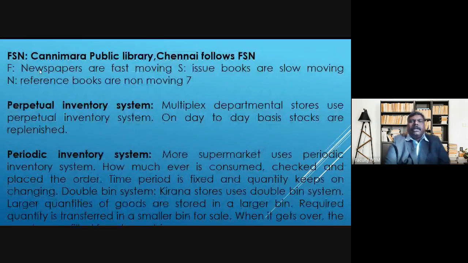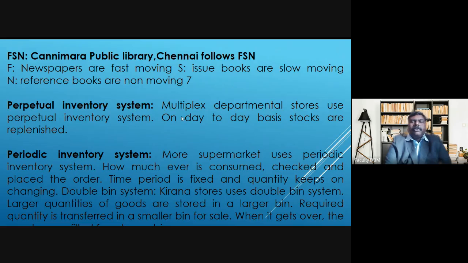FSN: Connemara Public Library, Chennai follows FSN. Newspapers are fast moving. Issue of books is slow moving, because nowadays people are not taking many books for reading, so it is slow moving. And then reference books are non-moving, they don't move because they are to be kept over there only.